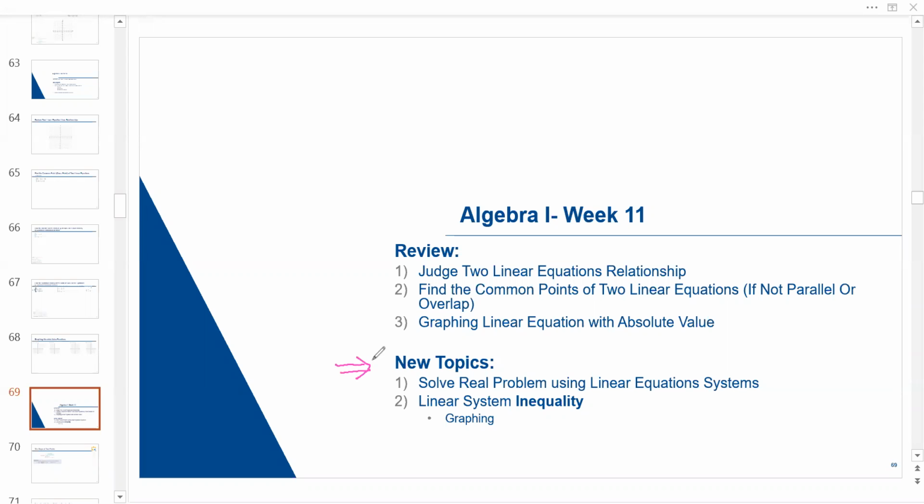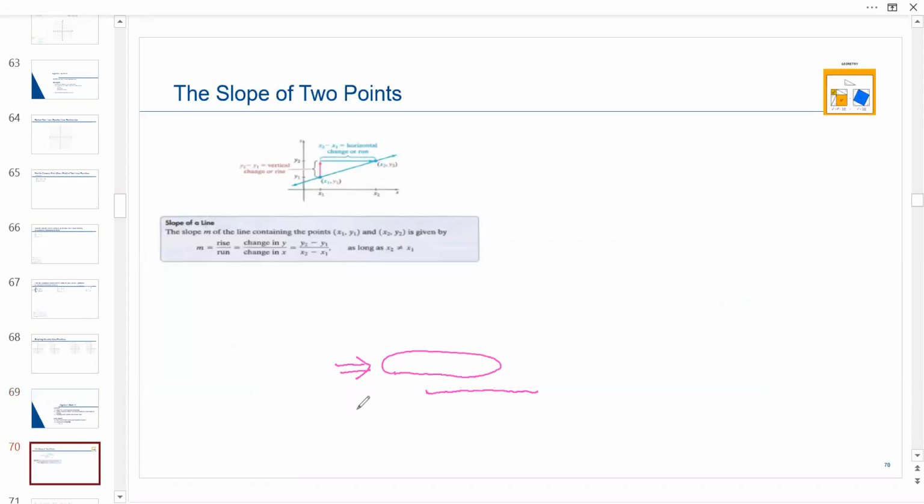So this week we move to new topics. We have two new topics to talk about today. One is finding some real problems that need a linear equation system to get the solutions. Let's move on to this one first and see some examples.